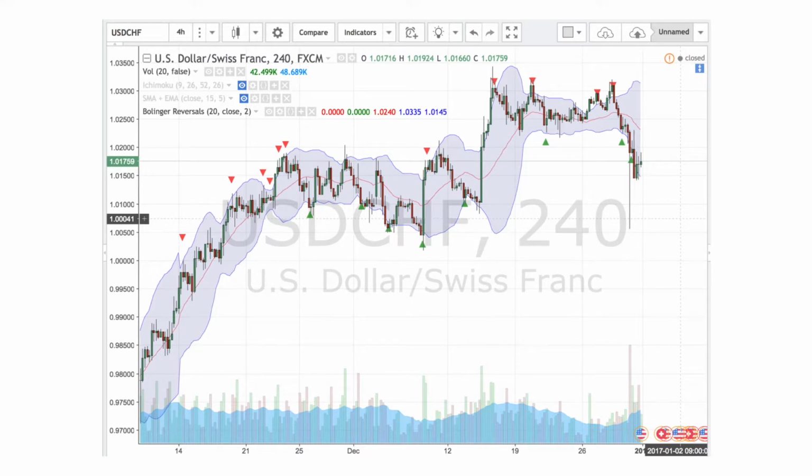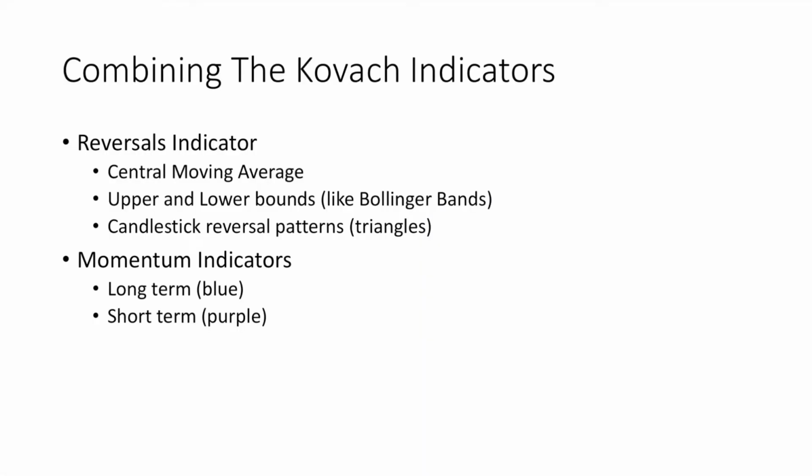However, when we cross-reference these with the upper and lower bounds of the Bollinger Bands, they become quite useful. Next, we want to discuss a trading strategy that takes into account multiple Kovach indicators.